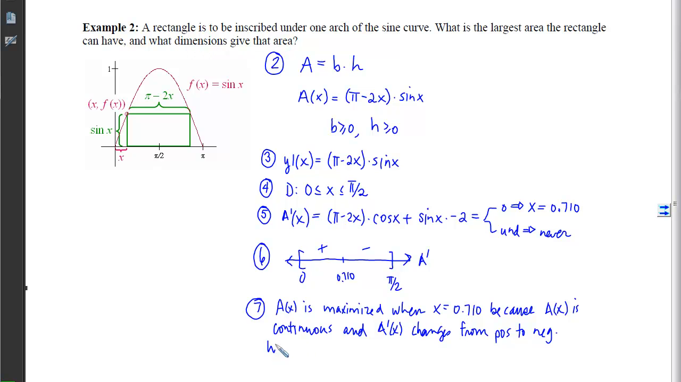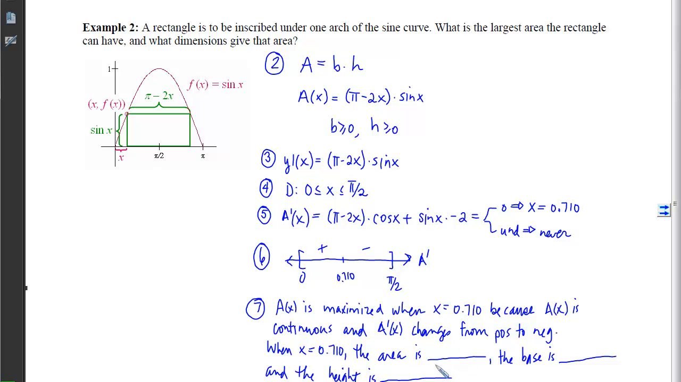So when x equals 0.710, the area is, and we need to go find that, the base is, and the height is. So in order to find these values, we're going to use the fact that x can be plugged in to generate the area, and that the base, I can plug that x in and compute the base, and then the height, I can plug the x in to get the height.